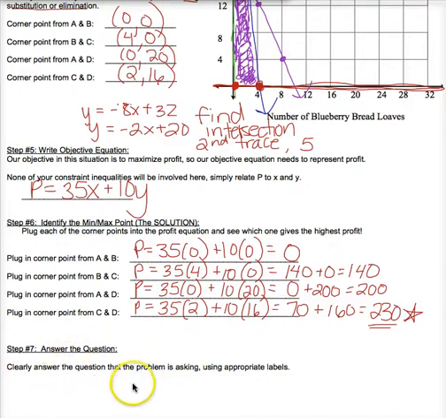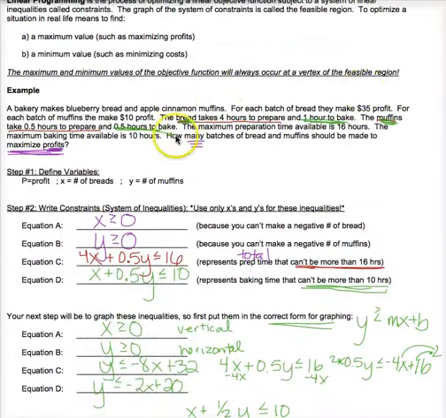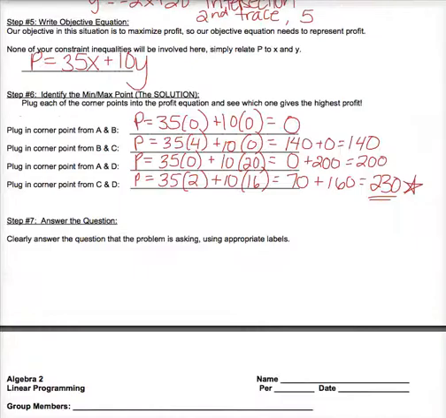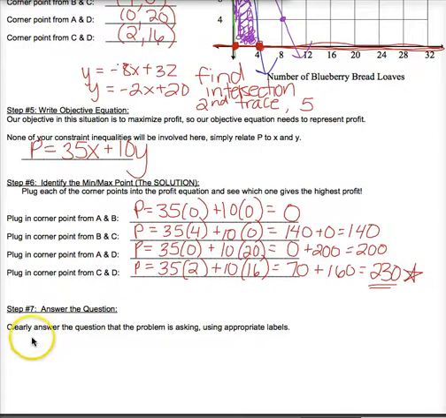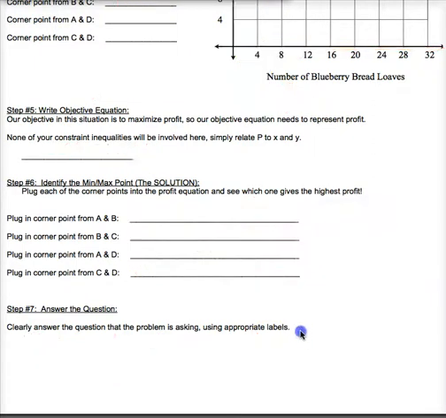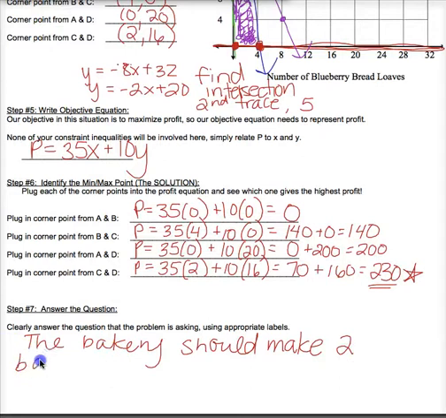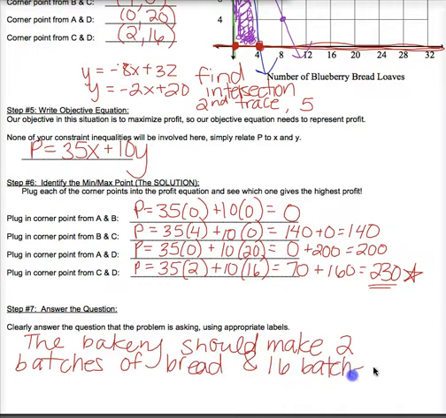Now, it says clearly answer the question that the problem is asking using appropriate labels. So double check what it is asking. How many batches of bread and muffins should be made to maximize profit? So we will say the bakery should make 2 batches of the blueberry bread and 16 batches of the apple cinnamon muffins.